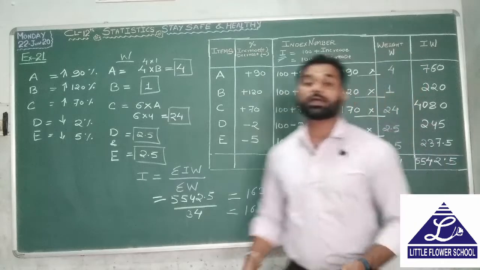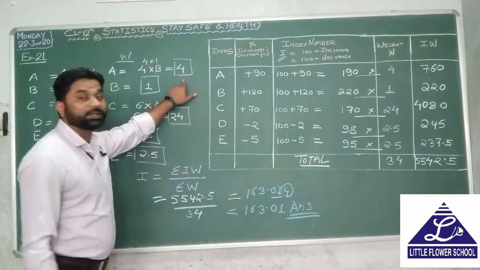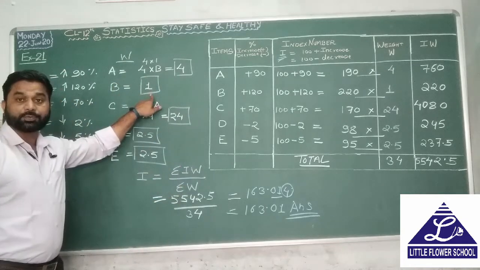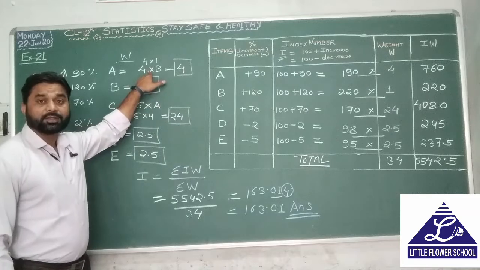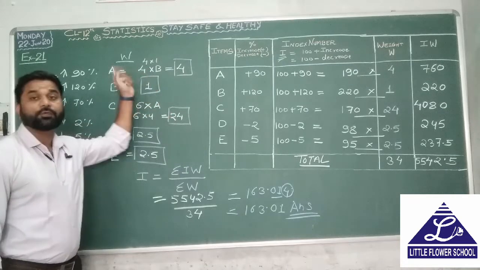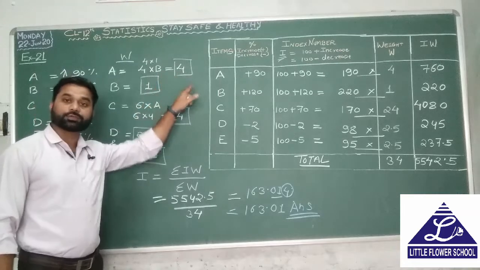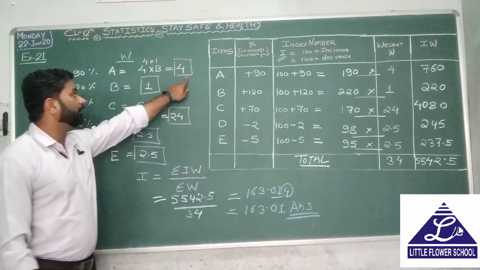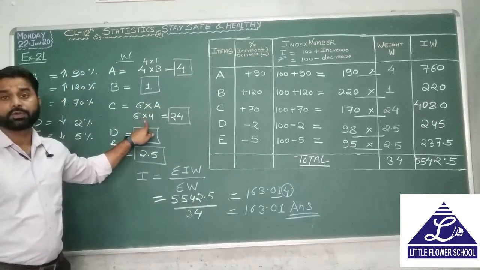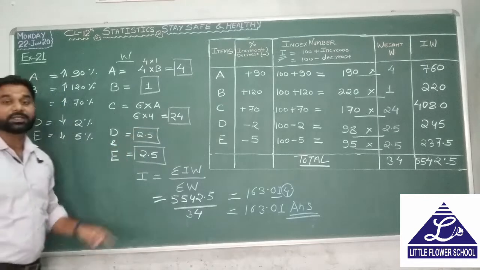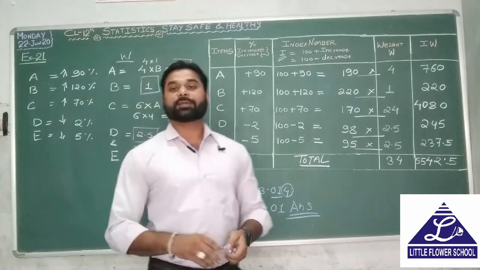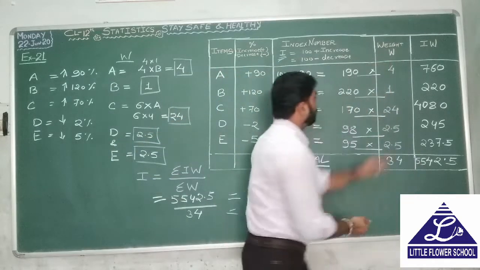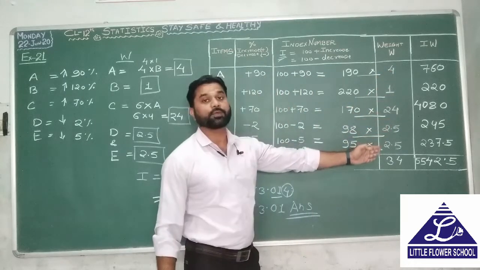Now we follow the weightage. In the question, it is given that item A is 4 times item B. Suppose item B is 1. Item A will be 4 times B, that is 4 into 1 equals 4. And item C is 6 times A, and A is 4, so 6 into 4 is 24. Items D and E are 2.5 times. So we have written the weightage here. You can see the weights 4, 1, 24, 2.5, 2.5.